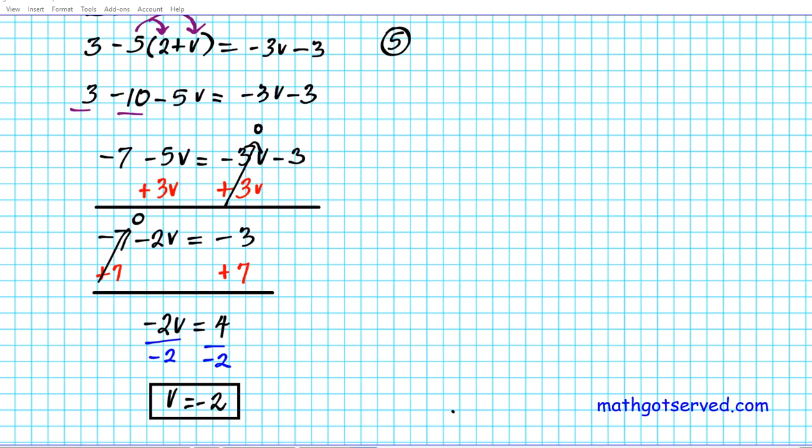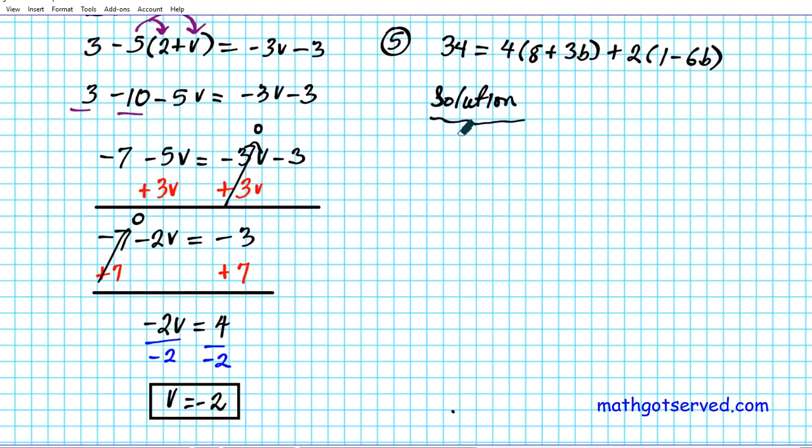All right, let's take a look at question 5. Now, what if we have the equation 34 equals 4 times 8 plus 3b plus 2 times 1 minus 6b. All right, so if we take a look at this equation, the first question we want to ask ourselves is, what is the first step in this long equation to get the variable b isolated?